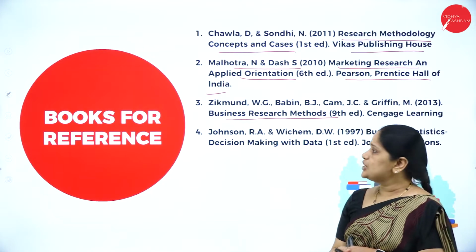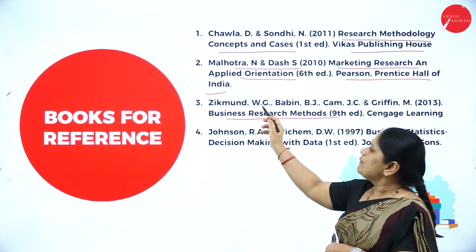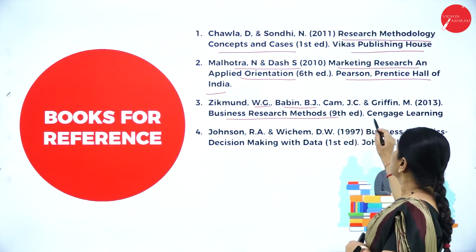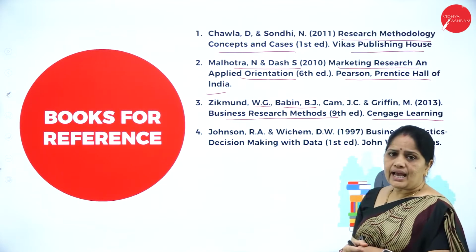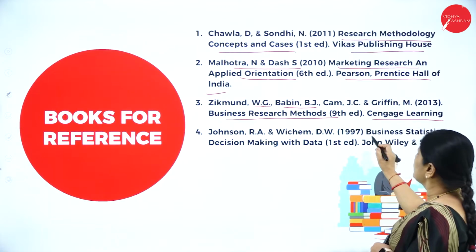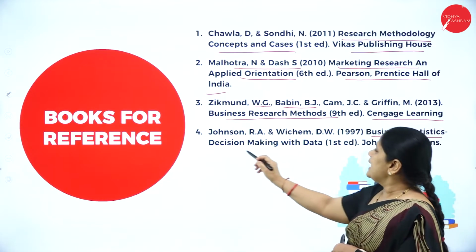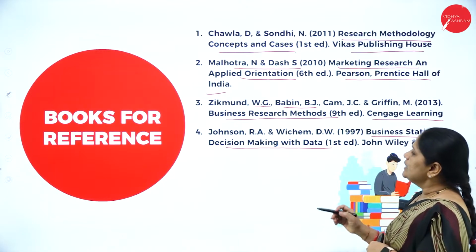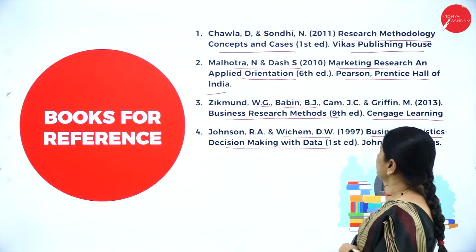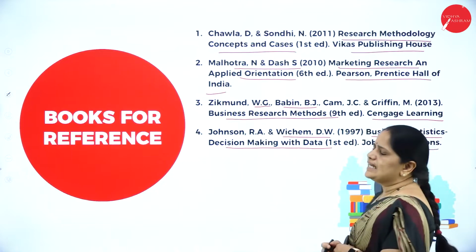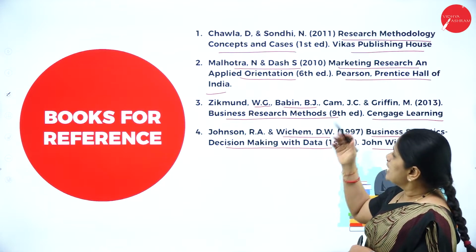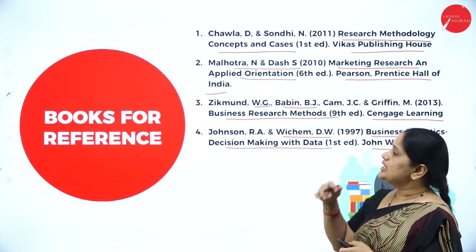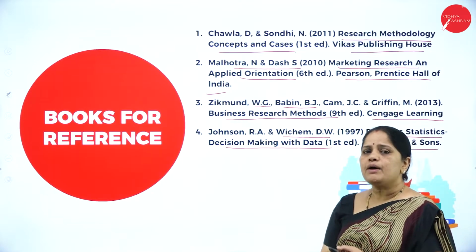So 9th edition, it is written by W.G. Zikmund and B.J. Babin, published by Cengage Learning. And lastly, we have this book, Business Statistics and Decision Making with Data, written by Johnson R.A. and Wichern, and published by John Wiley and Sons. So these are the 4 books for reference. For more information, you can always refer to these books.